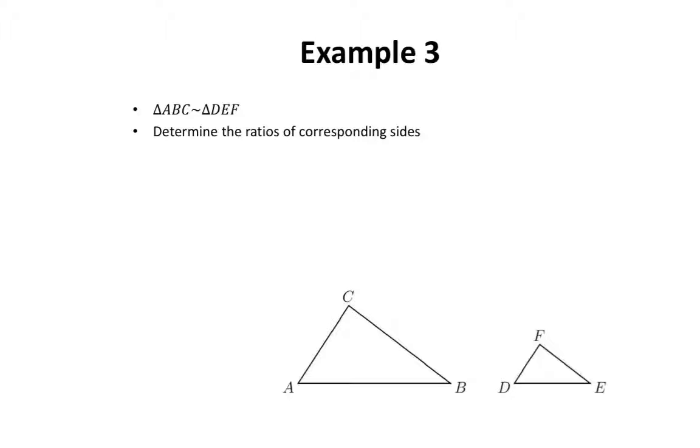In our third example, we are told that triangle ABC is similar to triangle DEF. We also want to determine the ratios of corresponding sides. So I'm going to just choose any side to start with. I'm going to choose side CA. If you look at the other triangle, the corresponding side is probably side FD. Now let's take a look at side CB. Again, the corresponding side would probably be FE. And last but not least, if I take a look at the last side, which is AB, the corresponding side should be DE. So let's go ahead and write a ratio.